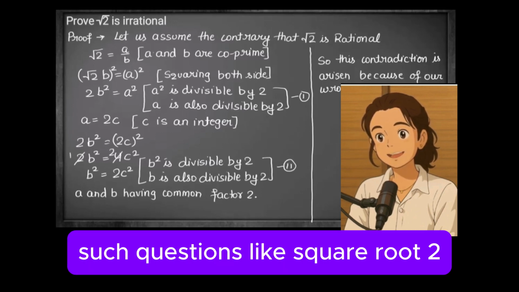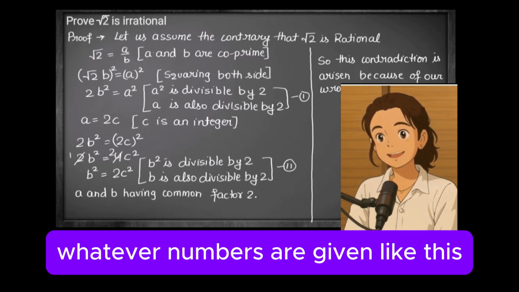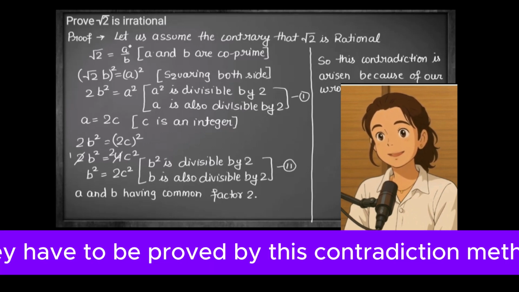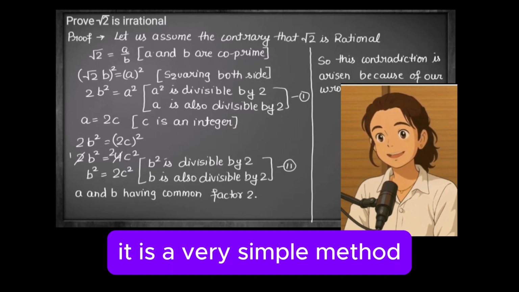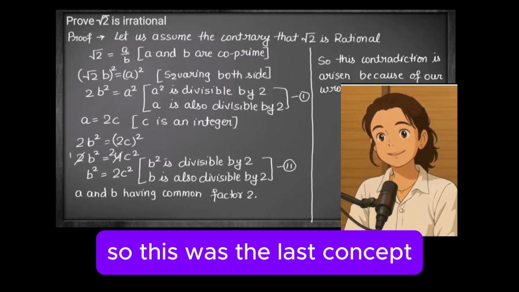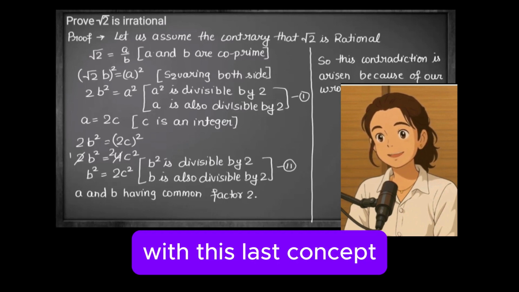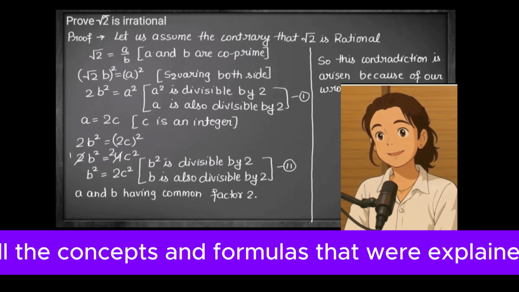Such questions like square root 2, square root 3, square root 5, root 7, whatever numbers are given like this, they have to be proved irrational by this contradiction method only. It is a very simple method. If you practice it, then it will become very easy for you. So this was the last concept. With this last concept, the introduction to real numbers is complete. I hope you have understood all the concepts and formulas that were explained with examples.